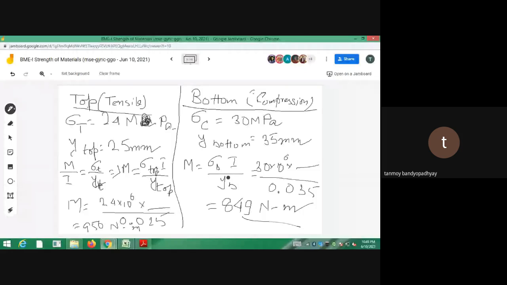Someone can say the safe value I choose is 950. Okay, you choose 950. You do a reverse calculation. Calculate this one. You will see that the sigma c you get will exceed 30, so it won't be a good design. So whenever you are going for forces, moments, and all these physical parameters, always calculate the lower value. And whenever you are considering any dimensions, always take the higher value.